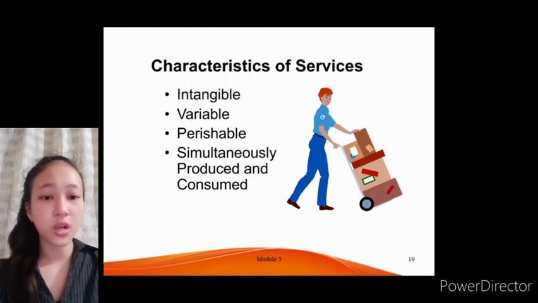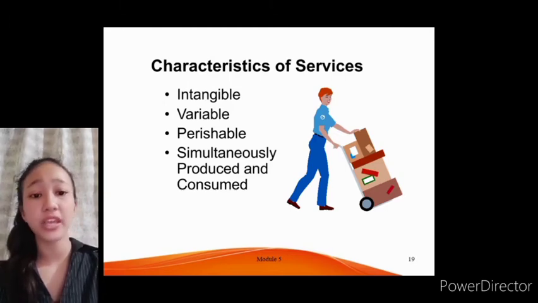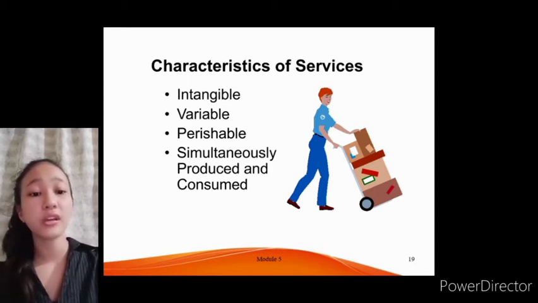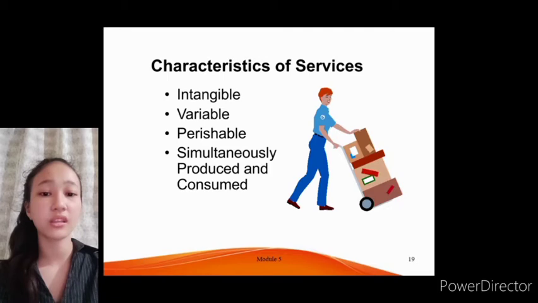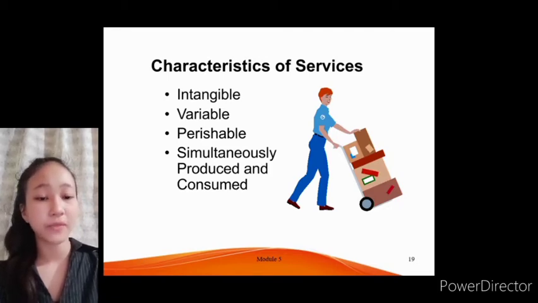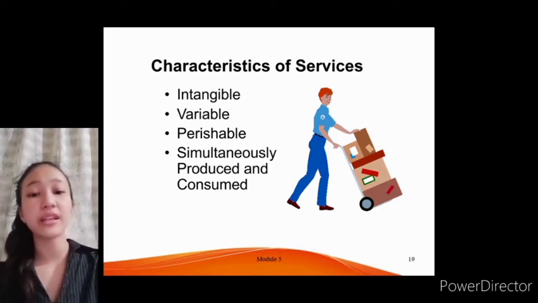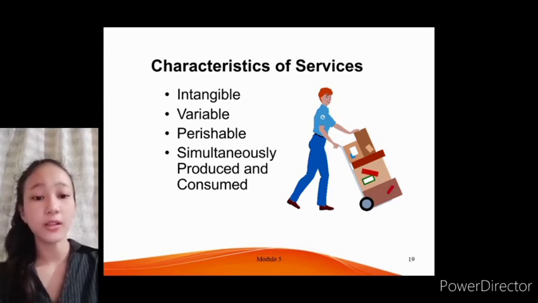Examples of services are banking, education, medical treatment, transportation, car repair, haircut, car wash, and so on. Okay, let's proceed to the characteristics of services. Okay, services are intangible, variable, perishable, and simultaneously produced and consumed.